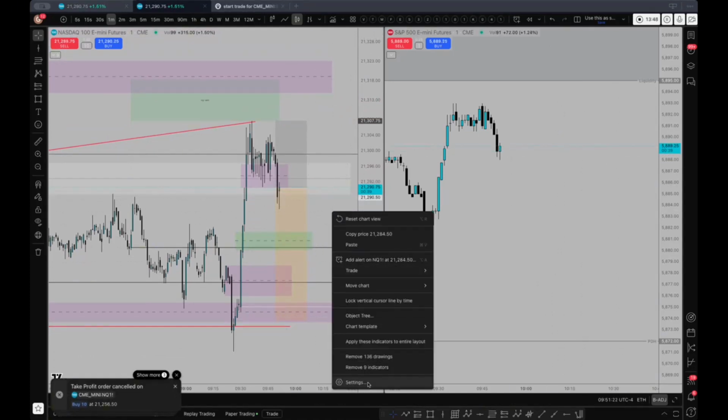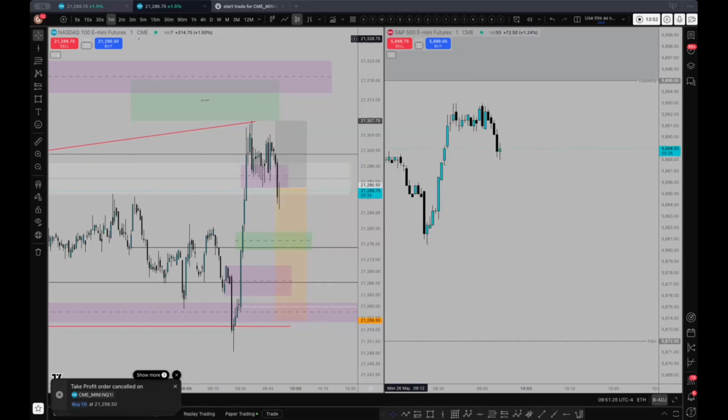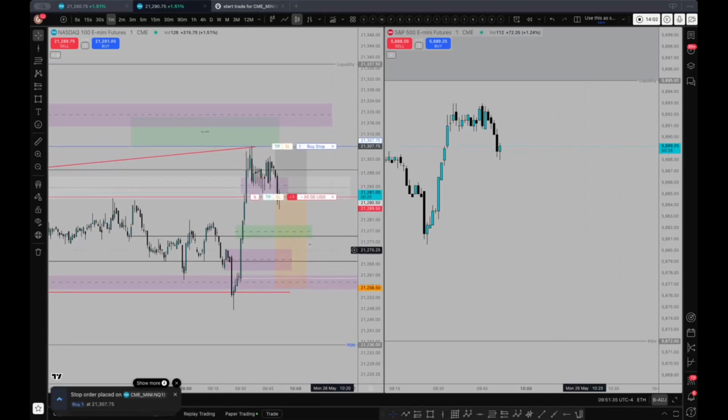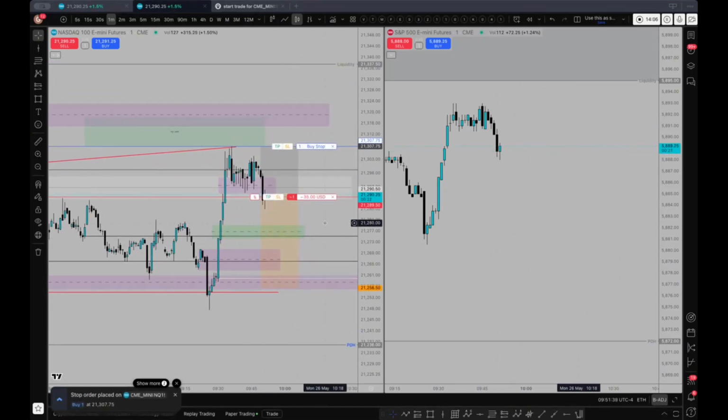Somehow it didn't accept, I think. Okay. Weird. Let's see. Let's do one then. Sell. And then the stop above here to see if it actually goes.